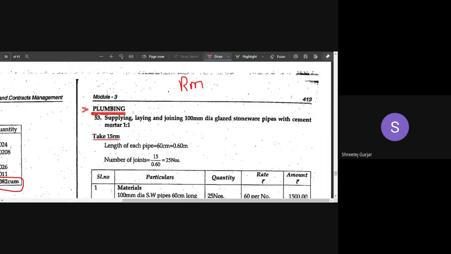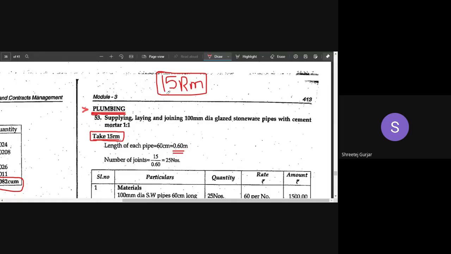You go and order, or you go and tell them you want so many meters or so many lengths of pipes, right? And usually one length of one pipe is 60 centimeters. And suppose now you want to do a work of 15 running meters. 15 running meters is the requirement. And as I've told you, each pipe is 0.6 meter in length. So how many number of pipes are required?